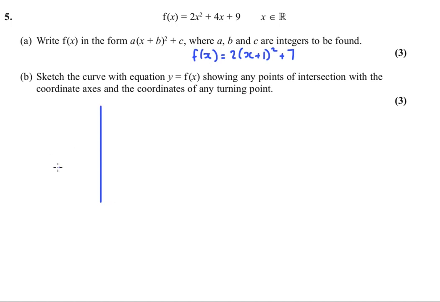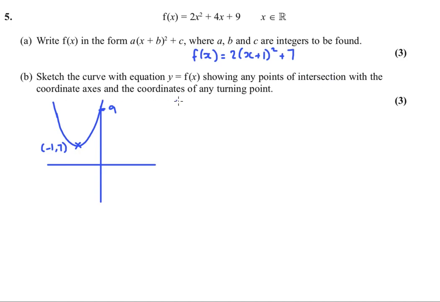Part B wants us to sketch the curve of this. This is going to be a stretch and a translation of an x squared graph. We know it's going to go through 9 on the y-axis, and it's going to have a vertex of -1, 7. So a positive quadratic crossing through 9 on the y-axis with a vertex of -1, positive 7. So it doesn't actually intersect the x-axis. There would be no solutions to this curve, or to this equation, sorry.